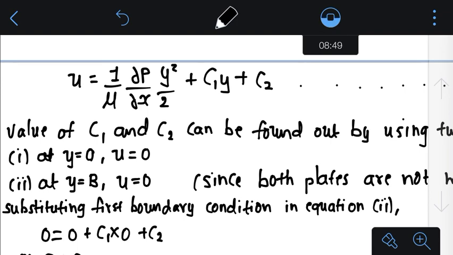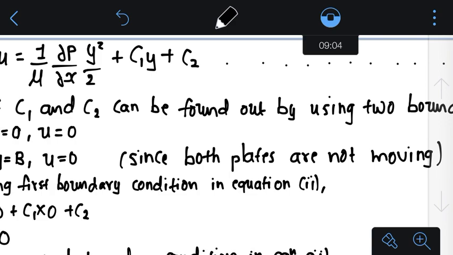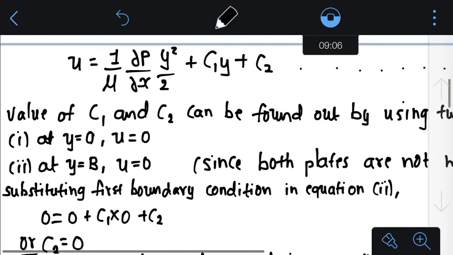We know very well, as we have also seen in the last case, that the velocity at the boundaries or surfaces would be 0, because in this case both plates are not moving and they are fixed. That's why the velocity u is equal to 0 at y equal to b.